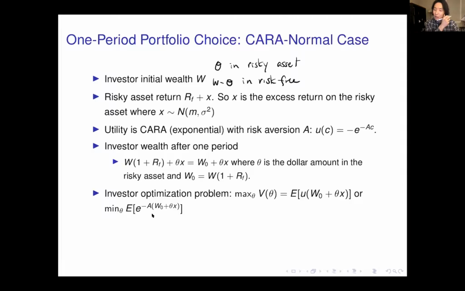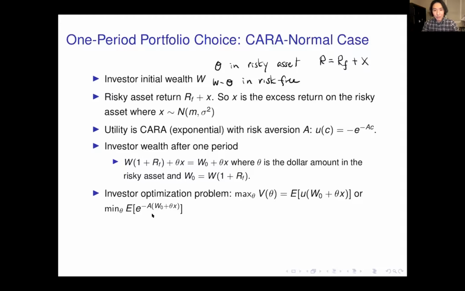Now, what is the distribution of this risky asset? The risky asset is going to generate R, the return at T plus 1. Let's just say R. R is the return on the risky asset, and that is assumed to be RF plus X. X is the random portion. RF is known because RF is the risk-free rate.